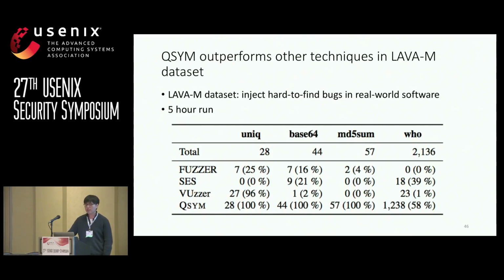And QSYM outperforms other techniques on the LAVA-M dataset. As I mentioned before, the LAVA-M dataset injects hard-to-find bugs in real-world software. We ran for 5 hours, and QSYM found all the bugs in uniq, base64, and md5sum. And it found 58% of the bugs in who, which is significantly more than other techniques, fuzzing, symbolic execution and VUzzer.